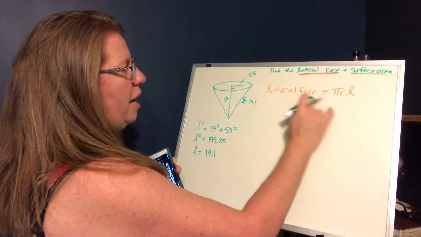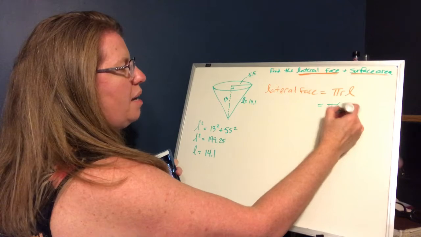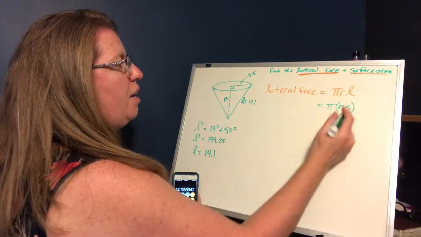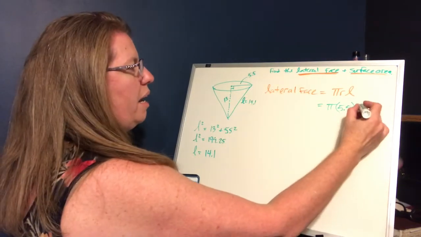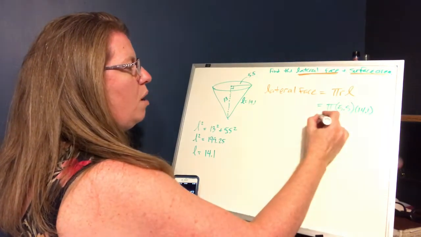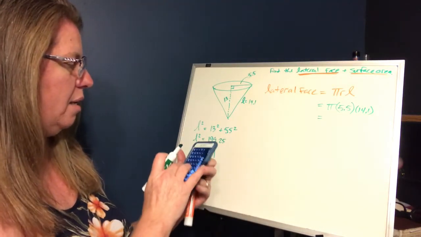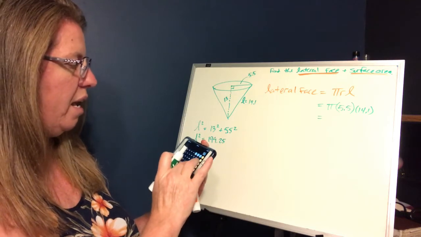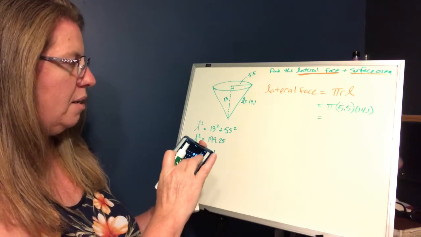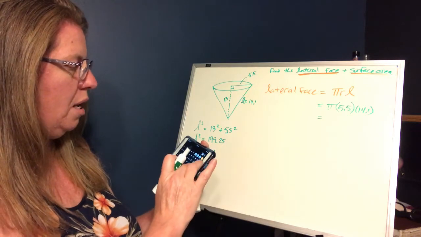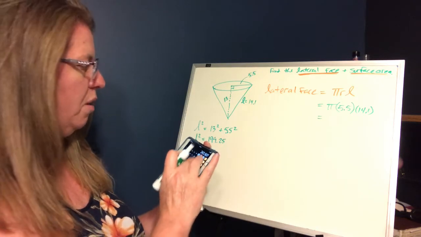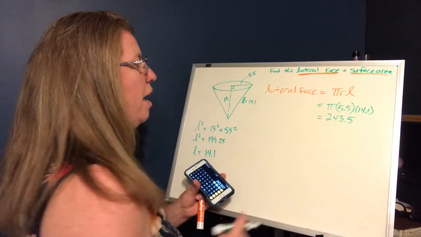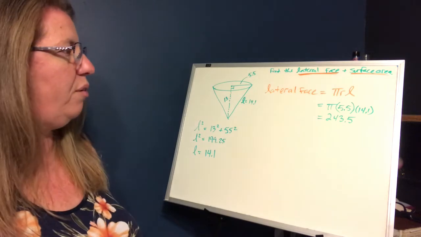Now I can find the lateral face, because it's pi times my radius, which is the radius of the base, 5.5, times L, which is that slant height, 14.1. We're going to go ahead and get a number, not leaving pi in there this time. So we have 5.5 times 14.1. I'm going to go ahead and use 3.14 just to be quick. And we have 243.5 units squared. Now that's my lateral face, right?